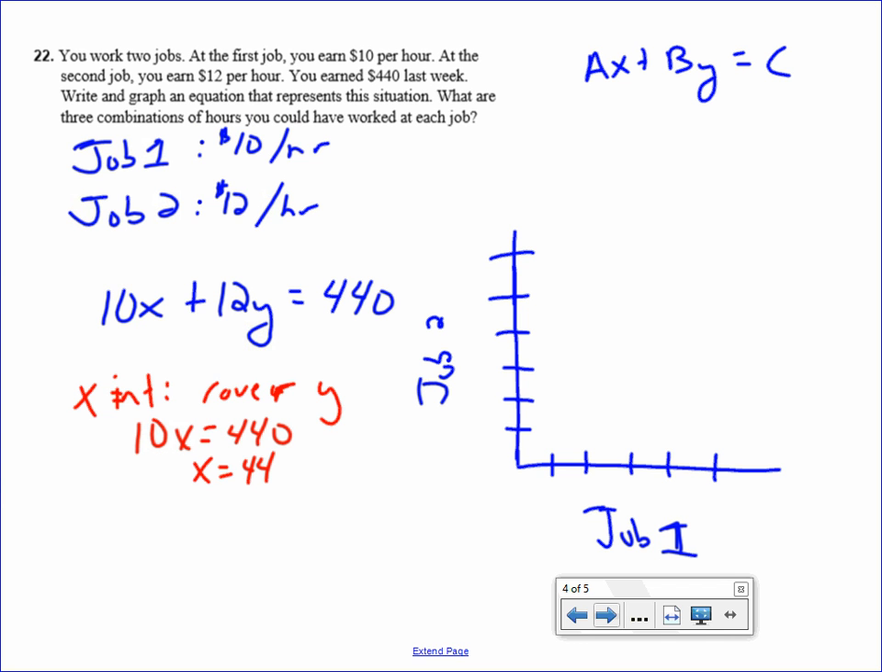So I don't know what the units we should go by. Maybe we can go by tens. 10, 20, 30, 40, 50. So you'd have a point like there.